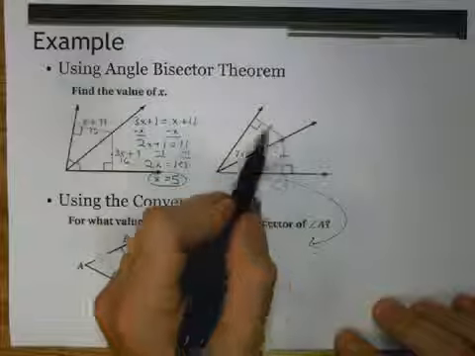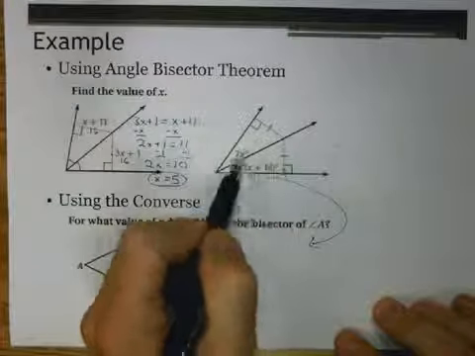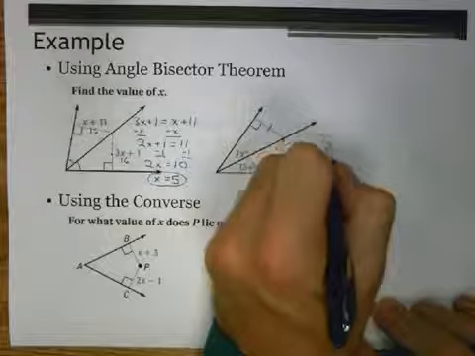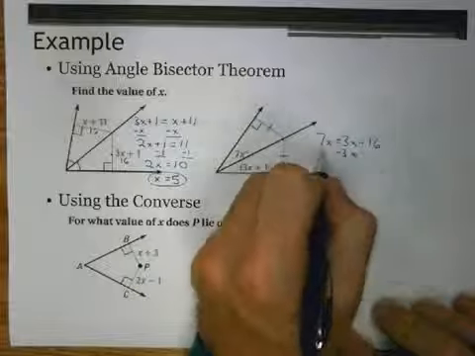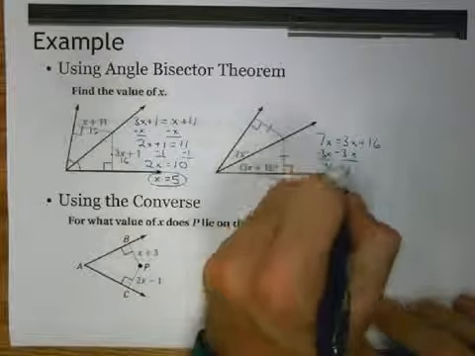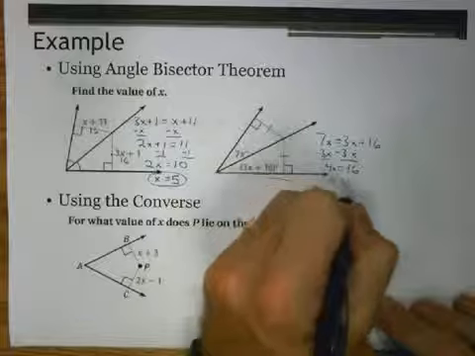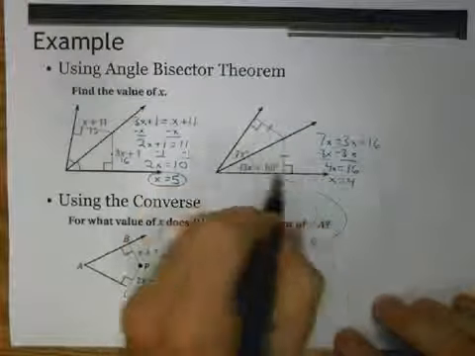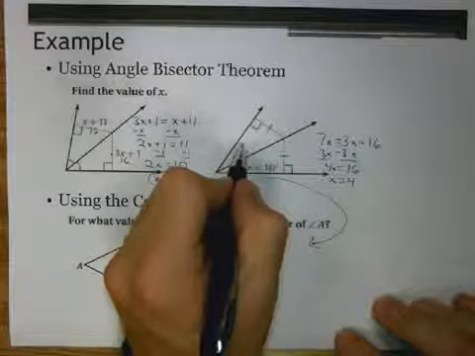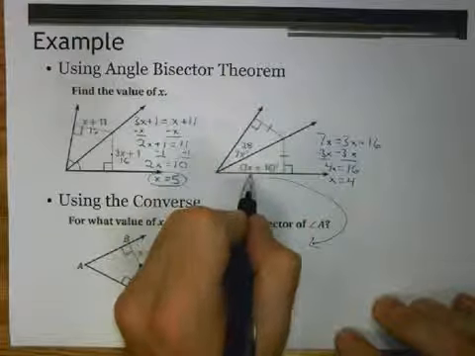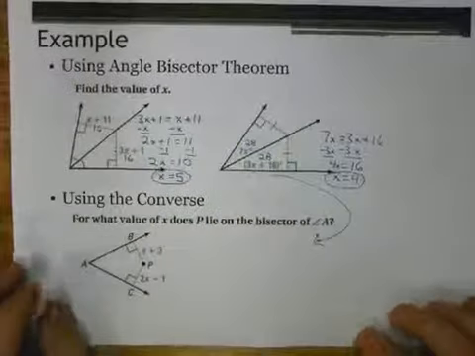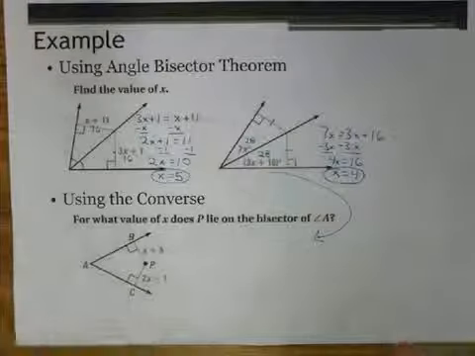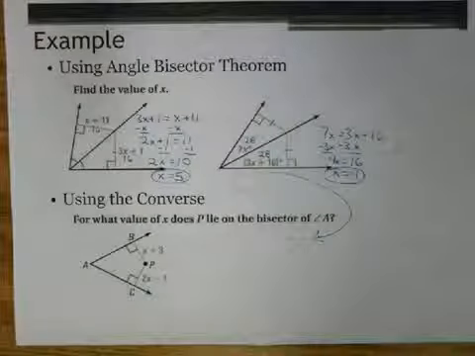So the next one, well, this one actually looks a little bit like the converse, so we're kind of cheating here. Let's move that down here. And we now have this point is equidistant to the sides, so that means these angles need to be the same because it is a bisector. So 7x equals 3x plus 16. I subtract 3x from both sides, I get 4x equals 16, which leaves us with x equals 4. Let's check to make sure. 7 times 4 is 28. 3 times 4 is 12, plus 16 is also 28. They match, so we know x equals 4.